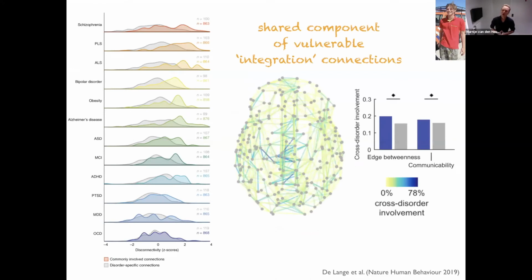And indeed, what we found is that if we start looking at the pathological patterns of this wide range of connections across this wide range of disorders, we showed that connections that are important for global integration in the brain might be particularly vulnerable, or at least involved across not just one disorder, but a much wider range of disorders.